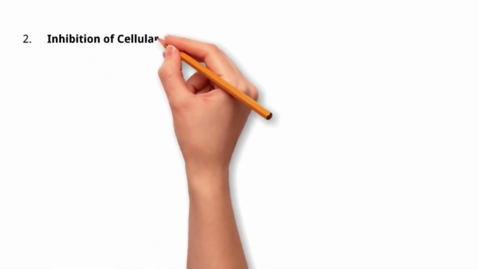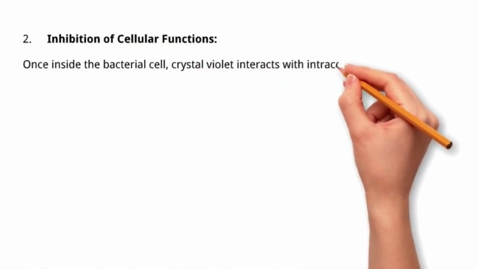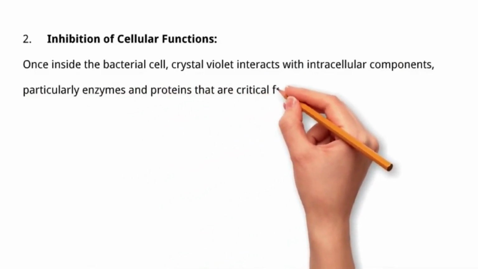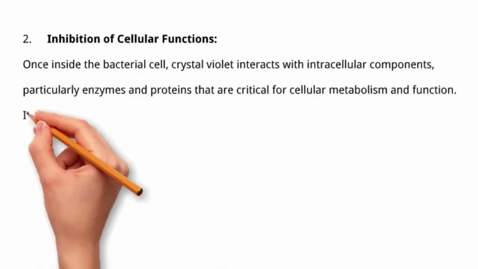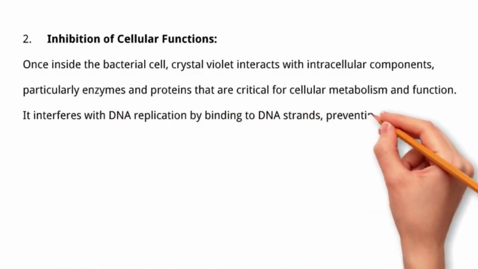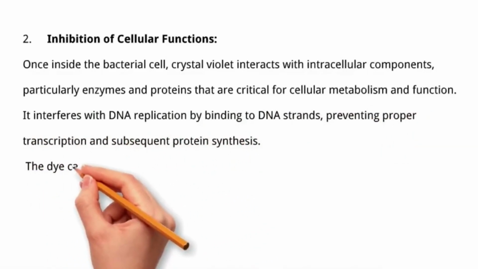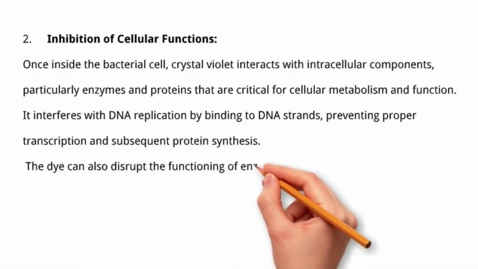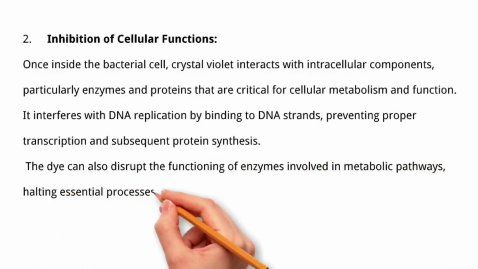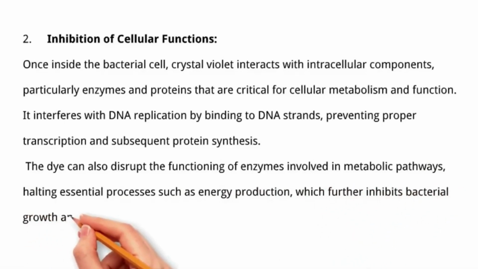2. Inhibition of cellular functions. Once inside the bacterial cell, crystal violet interacts with intracellular components, particularly enzymes and proteins that are critical for cellular metabolism and function. It interferes with DNA replication by binding to DNA strands, preventing proper transcription and subsequent protein synthesis. The dye can also disrupt the functioning of enzymes involved in metabolic pathways, halting essential processes such as energy production, which further inhibits bacterial growth and survival.